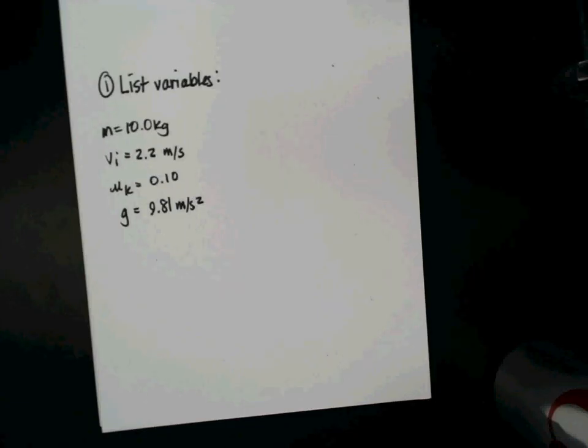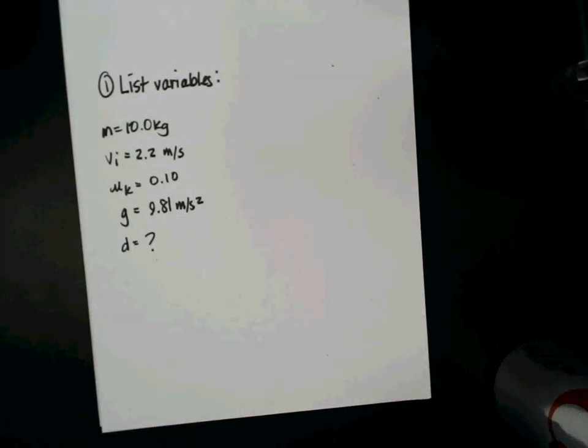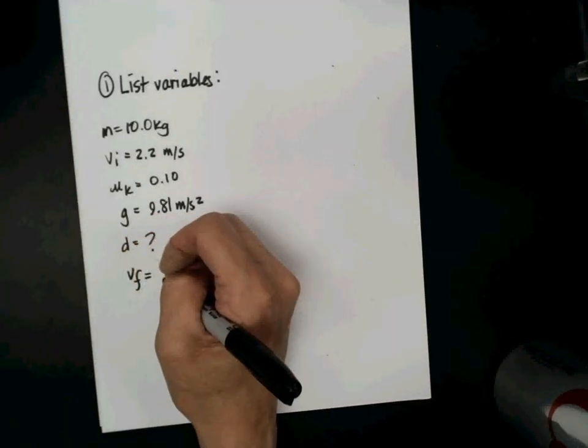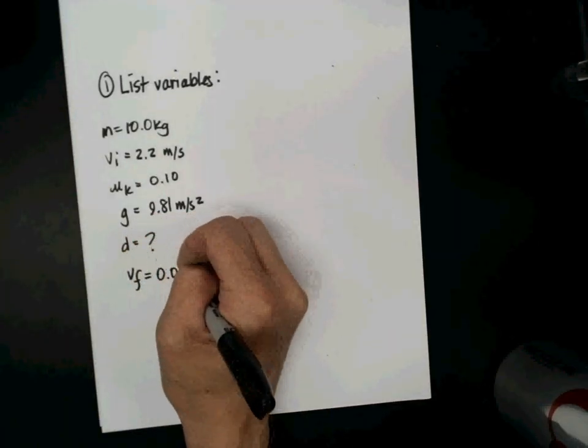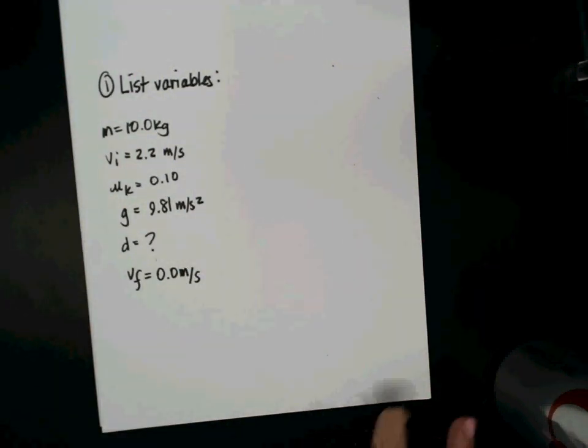We're finding the distance. I'm missing one variable I know. Anybody got it? Final velocity, VF, is going to be equal to what, Gavin? 0. Friction is involved. I'm kicking it. It's going to come to a stop. So I know all those things. So that's what you want to do first.